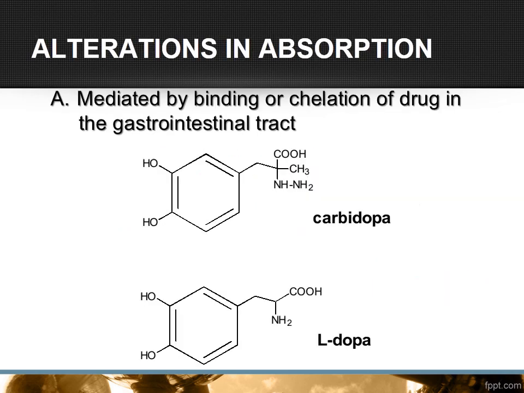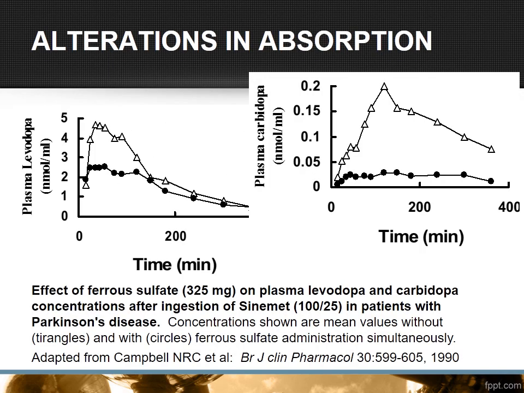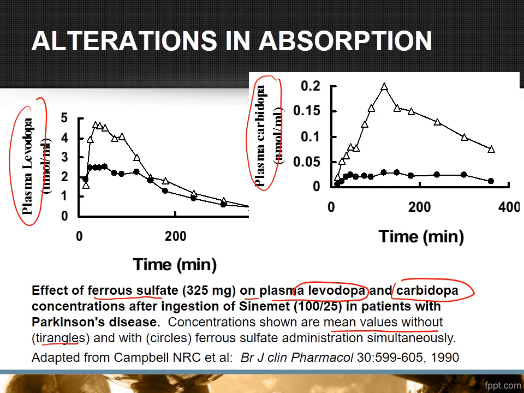Also, the drug interaction can be mediated by binding or chelation of the drug in the gastrointestinal tract, for example, carbidopa and L-dopa. When you look at the effect of ferrous sulfate on the plasma concentration of levodopa or carbidopa, here is the plasma concentration of levodopa, and here is the plasma concentration of carbidopa. The concentration shows the mean value, without ferrous sulfate as the triangle, and with ferrous sulfate as the circle.